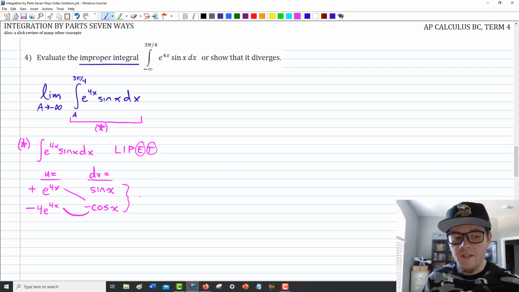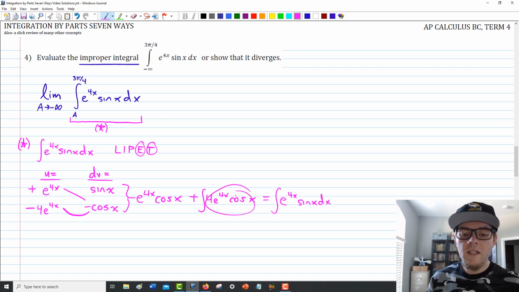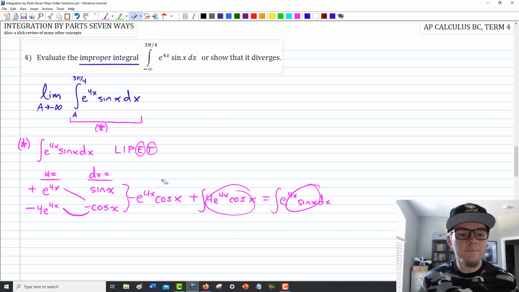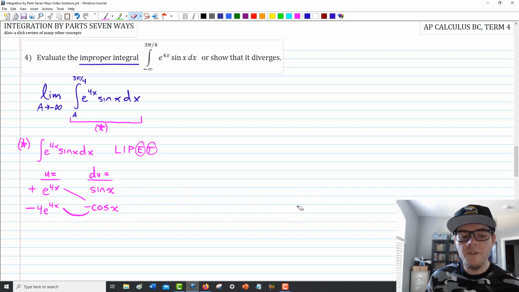This expression, I'm going to erase this after, but this expression would be negative e to the 4x cosine of x, and then minus the negative integral of 4e to the 4x cosine of x. So basically, our goal in this particular problem is to be able to rewrite this as a multiple of our original integral, and then just kind of solve around the edges. But unfortunately, because we have e to the 4x cosine of x and not sine, we can't actually stop right there. So instead, what that's telling us we need to do is take this one more step.